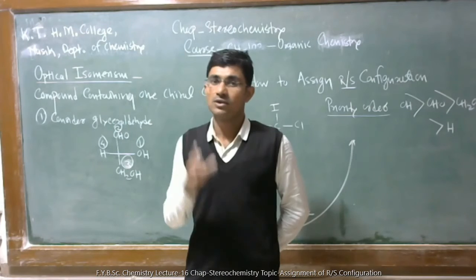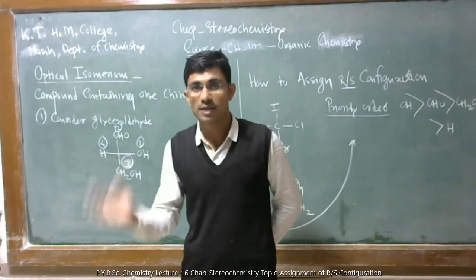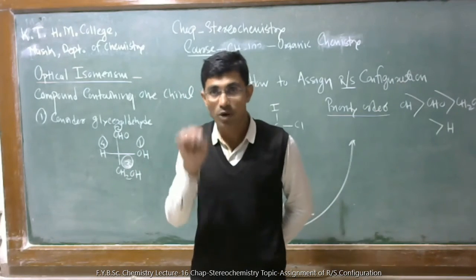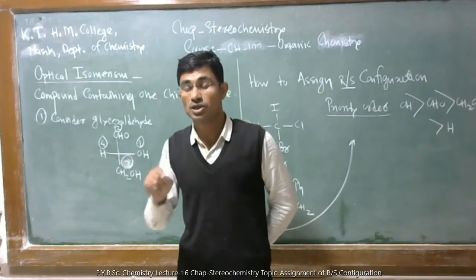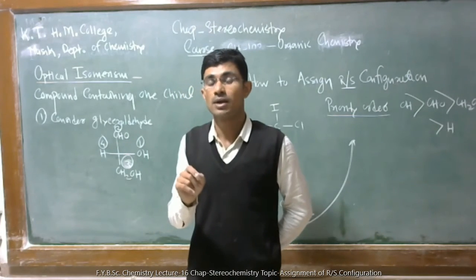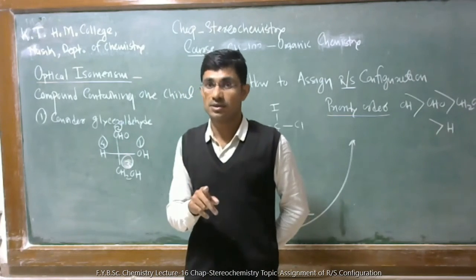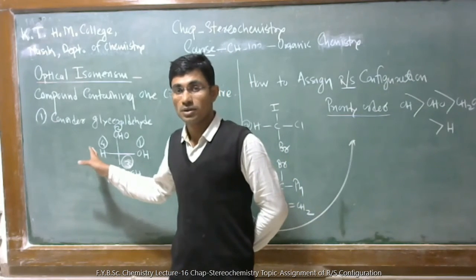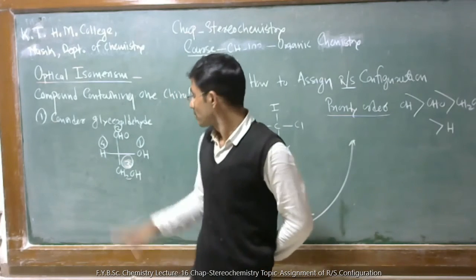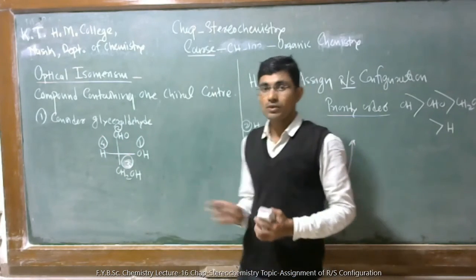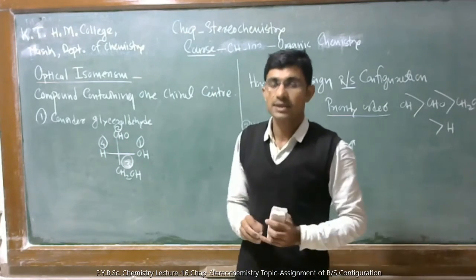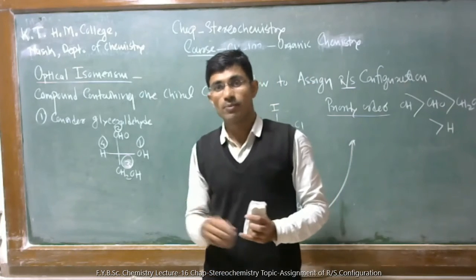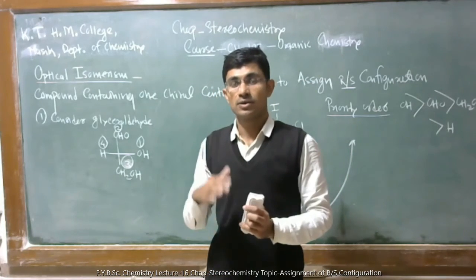What is the first? The lowest priority group must be at the bottom. When it is not at the bottom in the given Fischer projection formula, by rearranging we have to shift this group to the bottom. So this is the second thing: the lowest priority group must be at the bottom by rearranging the groups as follows.